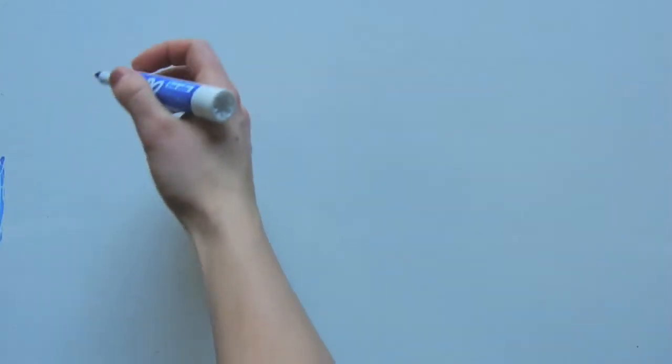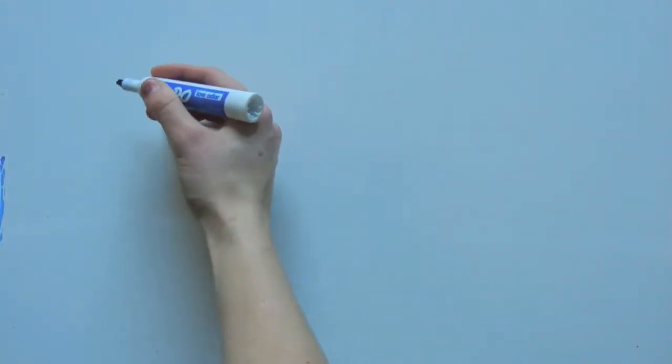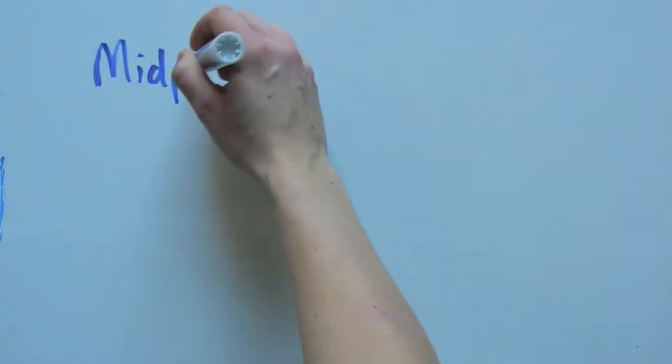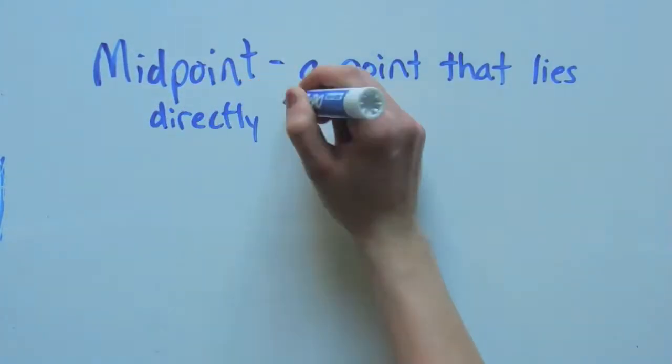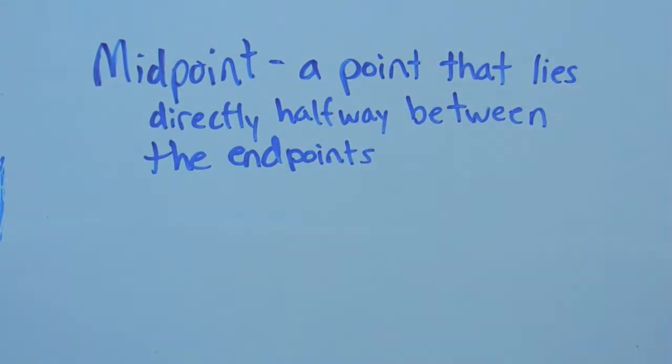In this video, we're going to discuss how to find a midpoint and what exactly is a midpoint. So, a midpoint is a point that lies directly halfway between the endpoints of a segment.